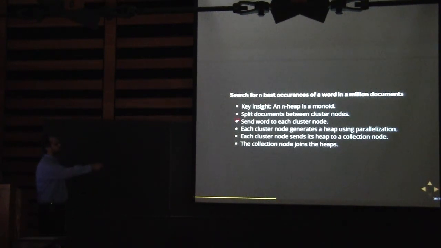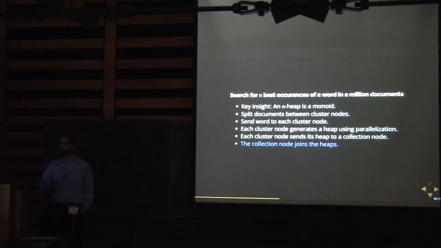So you split your documents between different cluster nodes. You send your word to each cluster node. Each cluster node generates a heap using parallelization, because even on an individual node, you can parallelize these monoid operations, throwing them together. Then each cluster node sends its heap to a collection node, and the collection node joins the heaps, and you can have even intermediate collection nodes doing all this for you. So this is just an example of a monoid in practice.